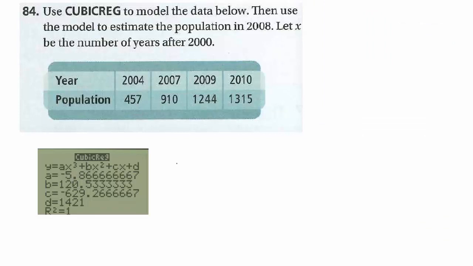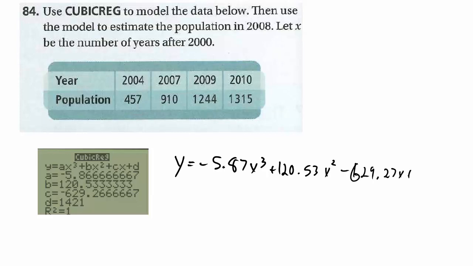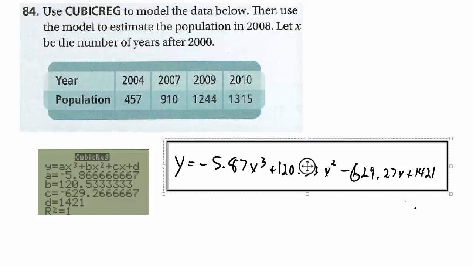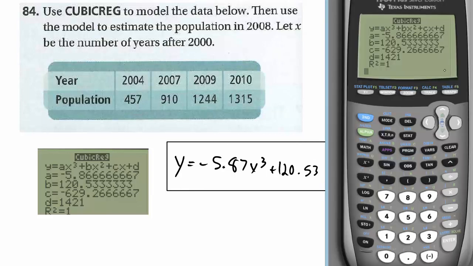So our cubic regression would be y is equal to negative 5.87x cubed plus 120.53x squared minus 629.27x plus 1421. That would be your answer right there. Now, if you want to see how well it models that data, since there's 4 points, we should expect it to model it perfectly, and the r squared value demonstrates that.